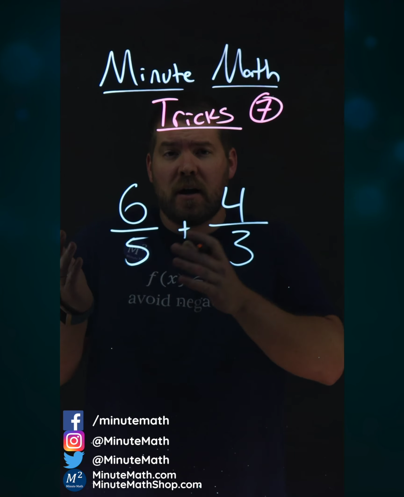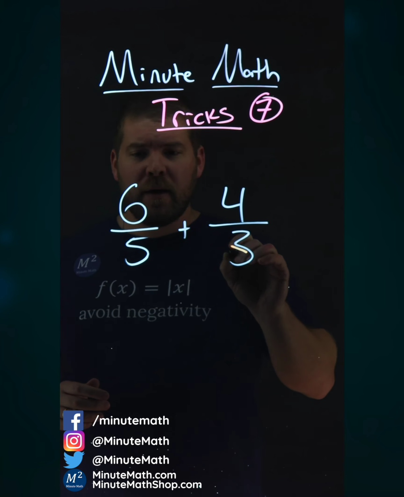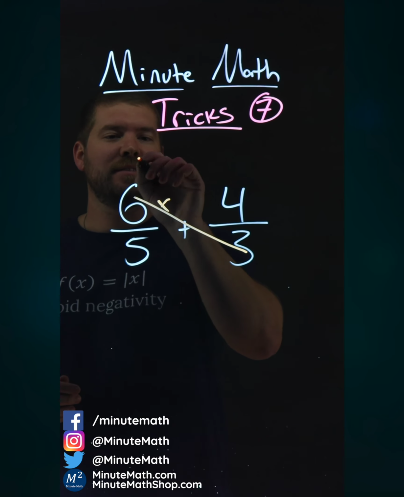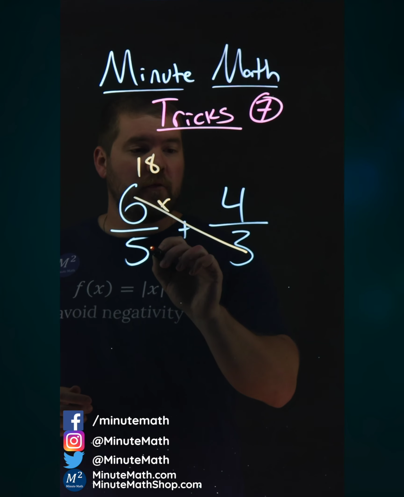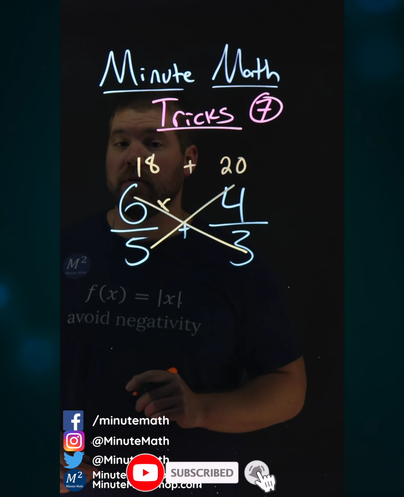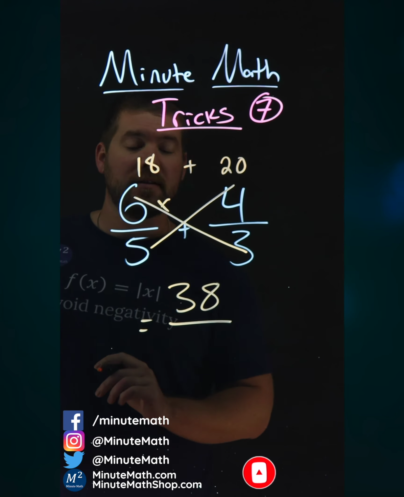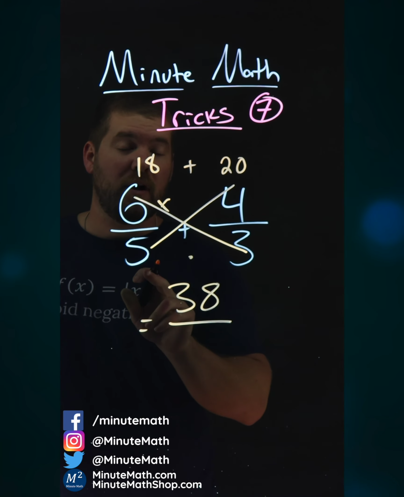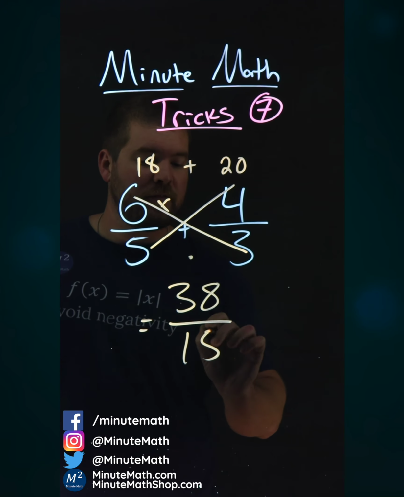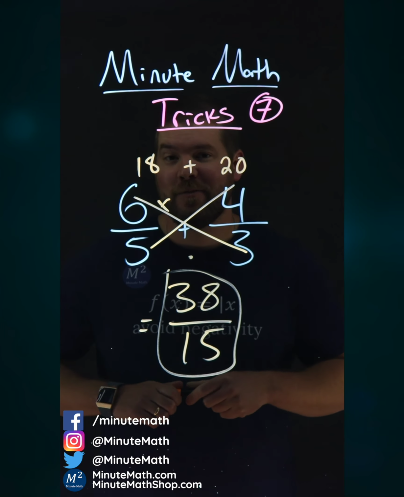We've got 6/5 and 4/3. Adding fractions with uncommon denominators, this is how we can do it quickly. We take the 3, multiply it by the 6, and we get 18. Take the 5, multiply it by a 4, get a 20, and we add those two numbers up. 18 plus 20 is 38 here. Denominator, we just multiply that across. 5 times 3 is a 15, and there you have it. 38 over 15 is our final answer.